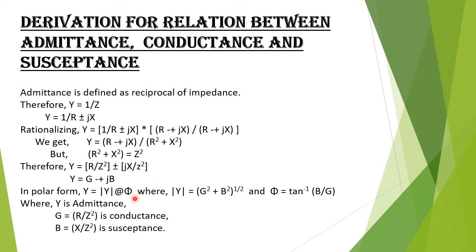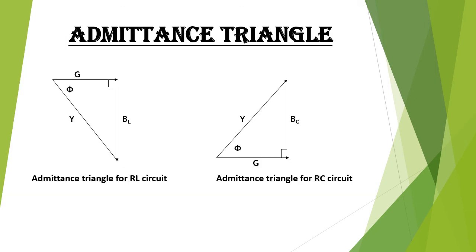Similarly, in polar form, Y = |Y| ∠φ, where |Y| = √(G² + B²) and φ = tan⁻¹(B/G), where Y is admittance, G = R/Z² which is conductance, and B = X/Z² which is susceptance.